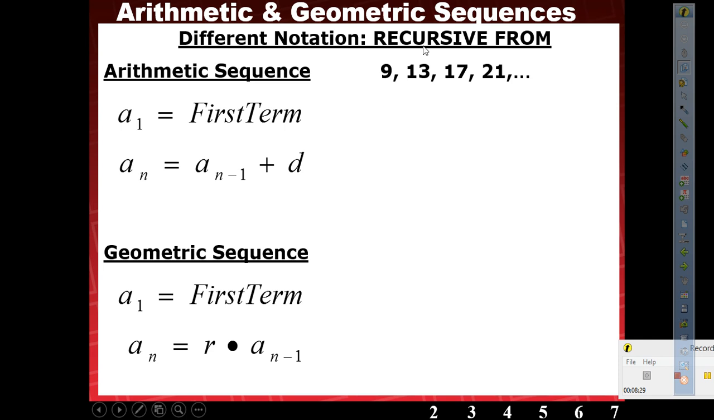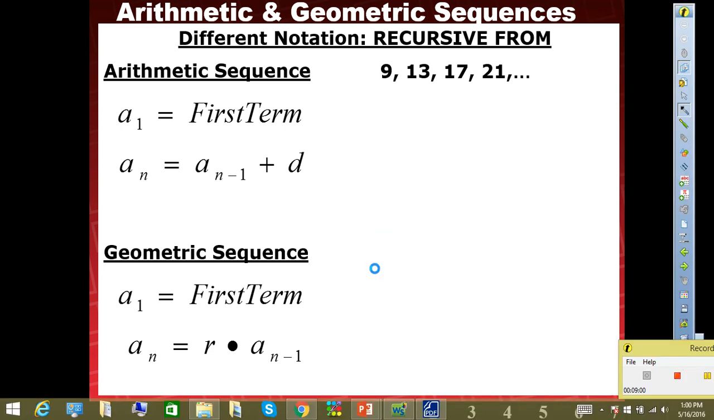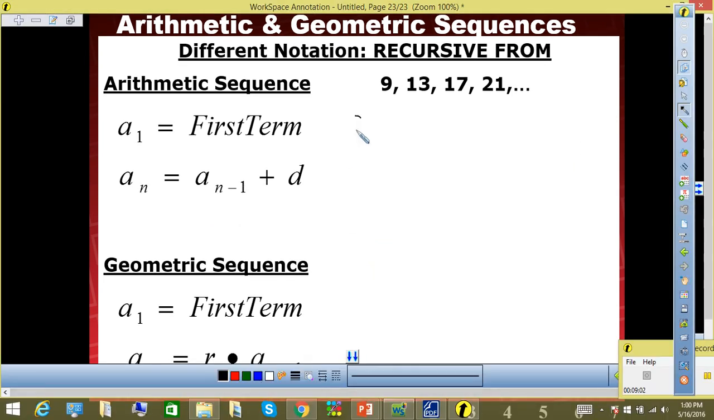This is the first term. This is the second term. This is the third term. This is the fourth term. So this one is asking for which term? First, because it's right there. So what would be A sub 1? 9. So let me show you how this works. Watch. A sub 1 equals 9. So now we have 1 term, 2 terms, 3 terms, 4 terms.